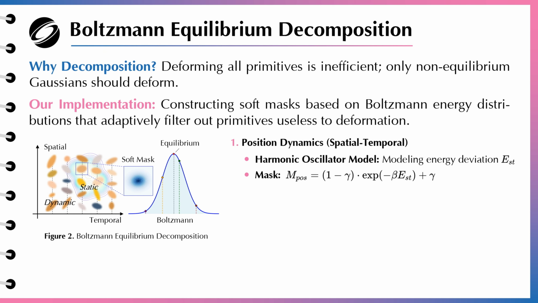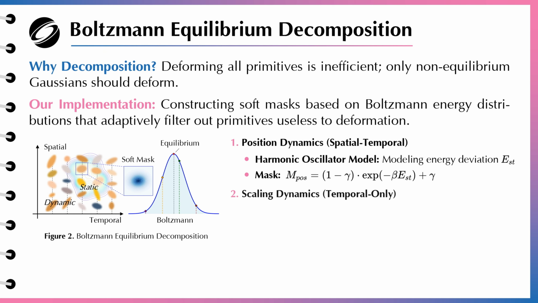The decomposition pattern exhibits dual selectivity. We model this dual selectivity by constructing a phase space of the harmonic oscillator model, where each Gaussian primitive's equilibrium state is determined by both its spatial position and temporal context. The spatial and temporal equilibrium states are both initialized as Gaussian attributes and optimized during training.